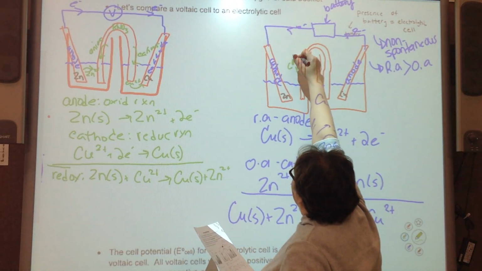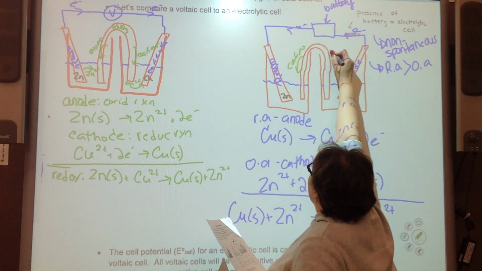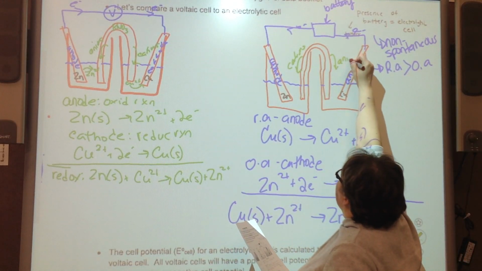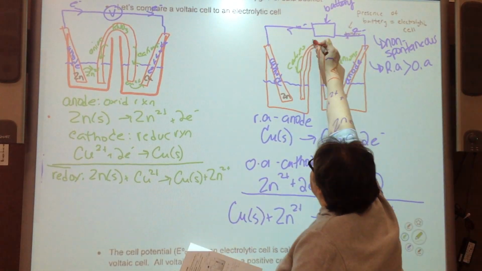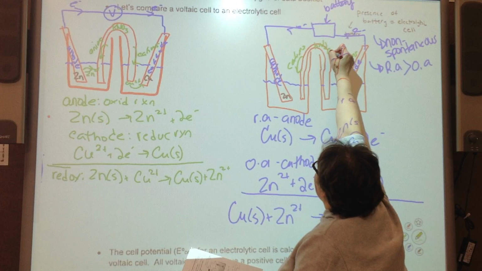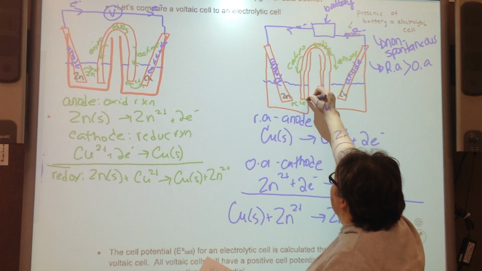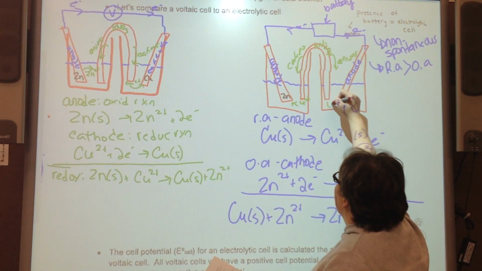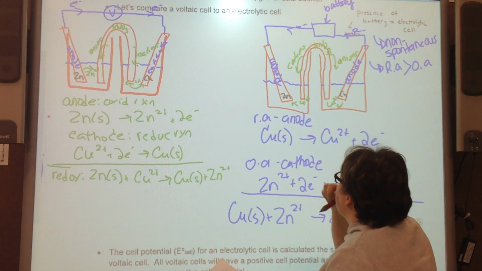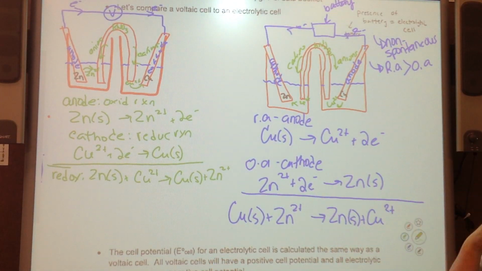Your cations are going to flow this way. Your anions are going to flow this way from your salt bridge. This is still KNO3. And so we're going to see zinc 2 plus, and we're going to see copper 2 plus. Okay? We're just forcing it that way. It doesn't want to do that.